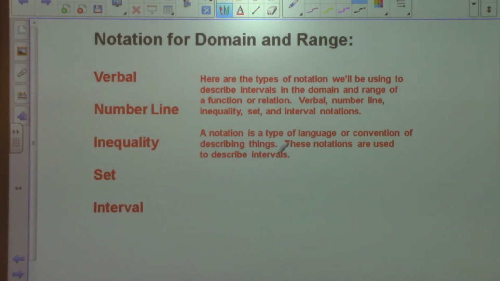Now, these are different types of notations, and a notation is a type of language or convention for describing things. So we're going to describe intervals. These algebraic methods of describing intervals couldn't be done until they were articulated verbally first. And so our advanced English language is what allows us to represent them in symbols. Okay?